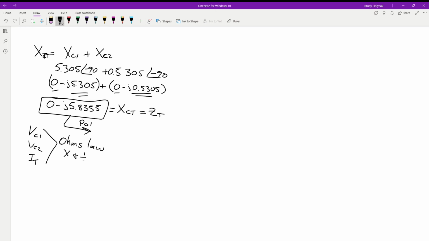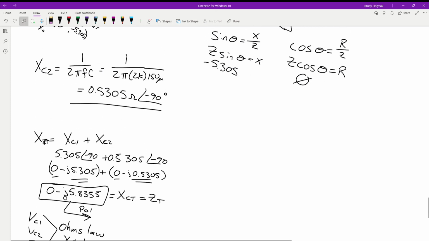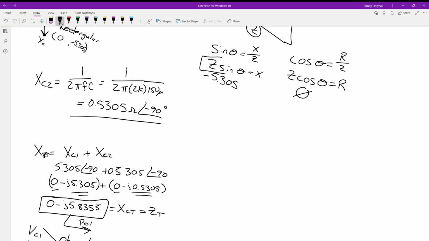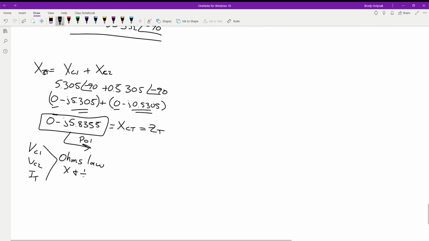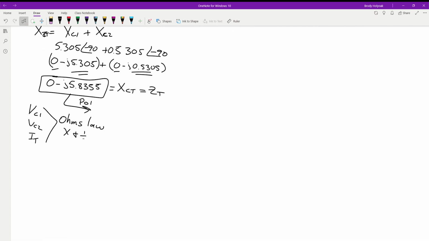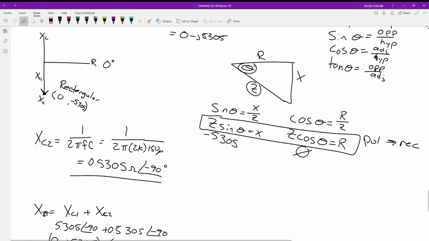To convert back from rectangular to polar, remembering that this is polar to rectangular, again we're going to be basing it on our trig identities. What was the one that we didn't use? Tangent. So we have the tangent of theta, referencing back to this triangle. The tangent of theta is the opposite over the adjacent, so x over r.